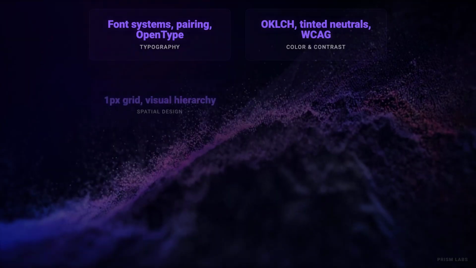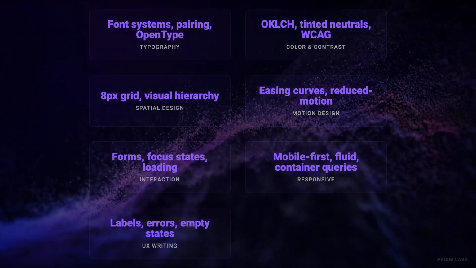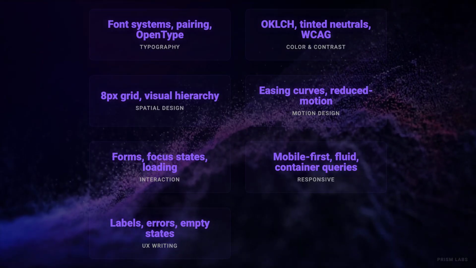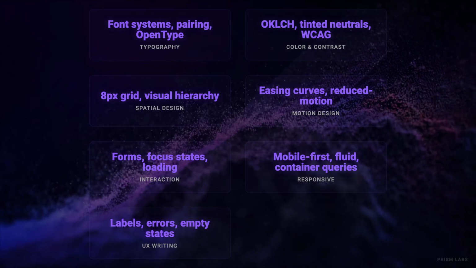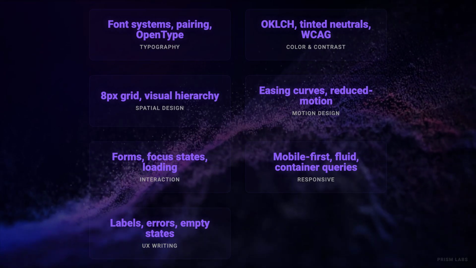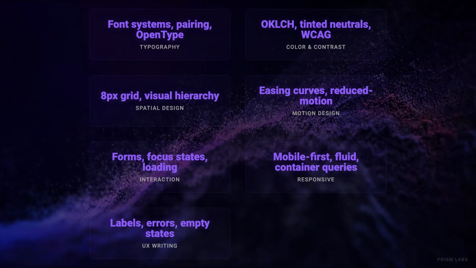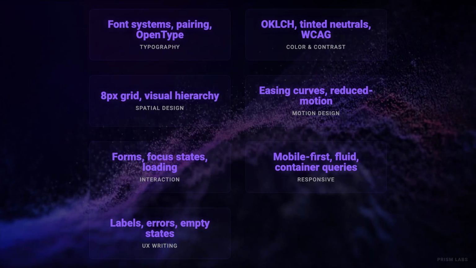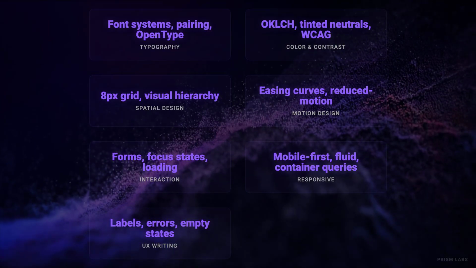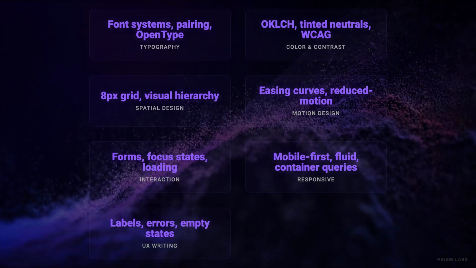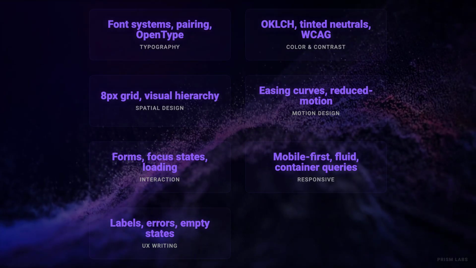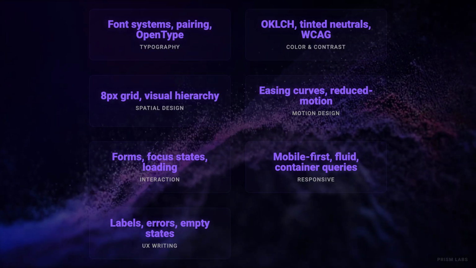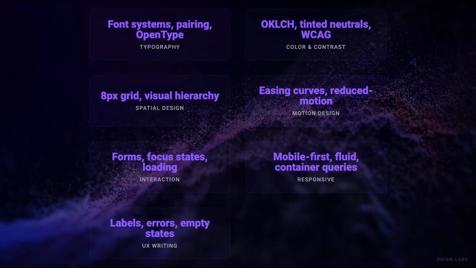The 7 design modules form the knowledge backbone that the AI assistant references when making design decisions. Typography covers font systems, font pairing rules, modular scales for consistent sizing, and OpenType feature usage, telling the AI when to use tabular numbers, proper ligatures, or specific font weights. Color and contrast teaches OKLCH color spaces for perceptually uniform color manipulation, tinted neutrals instead of pure grays, systematic dark mode strategies, and WCAG accessibility compliance.